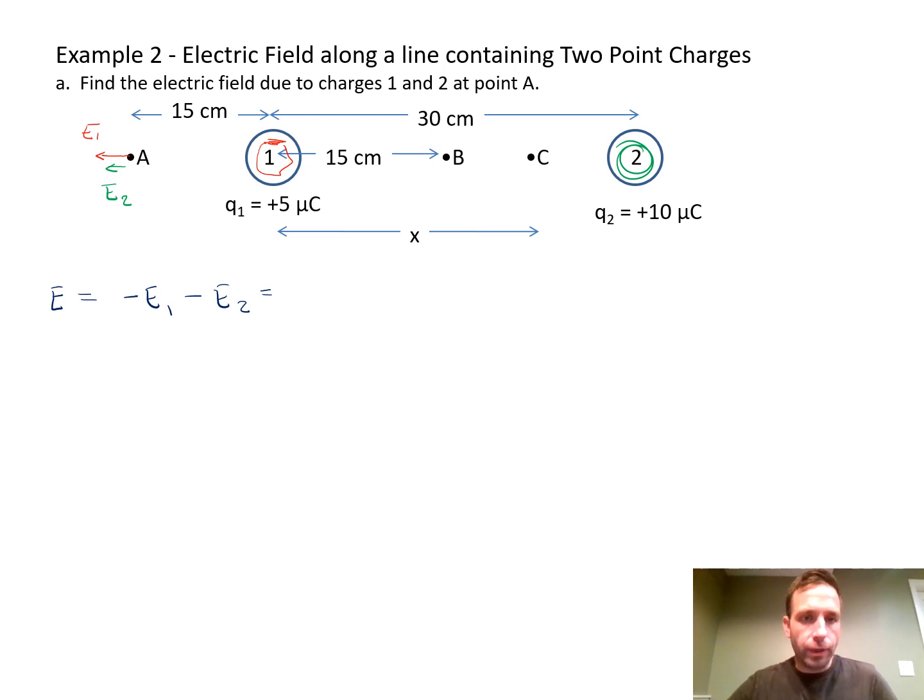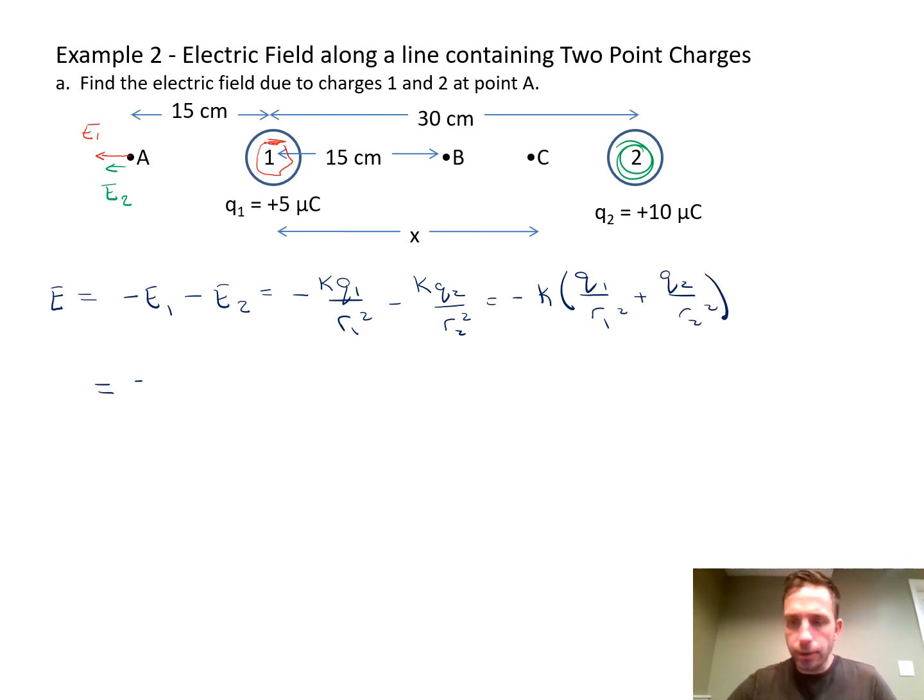So for each of those electric fields, the magnitude will be kQ over r squared. I think it's a little easier if we pull the negative k out. All right, now I'm ready to sub in some numbers.